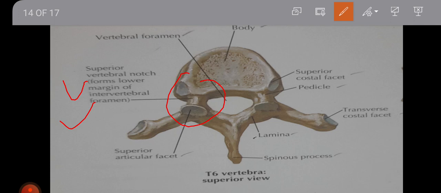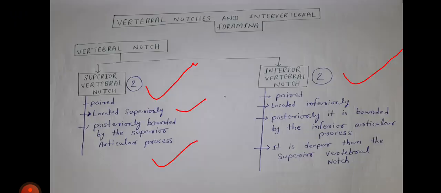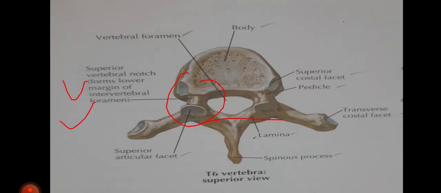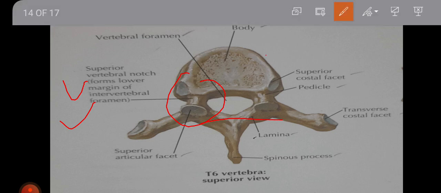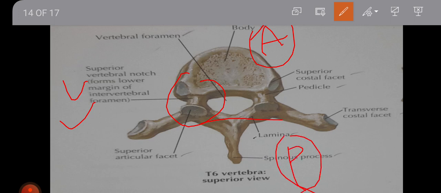So superior vertebral notch is located superiorly. Second, it is bounded posteriorly by the superior articular process. Here, this is the anterior part and this is the posterior part. Here the superior vertebral notch is bounded posteriorly by the superior articular process. This part here is the superior articular process which bounds the superior vertebral notch from the posterior side.